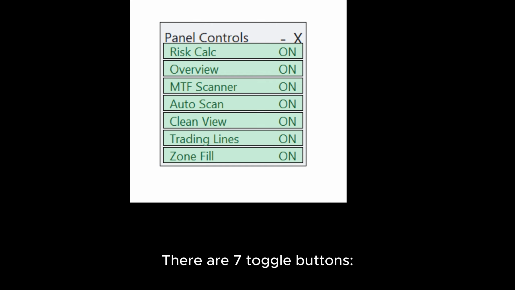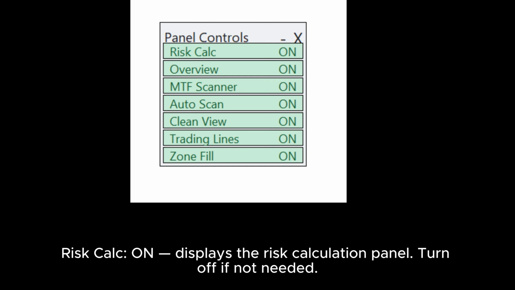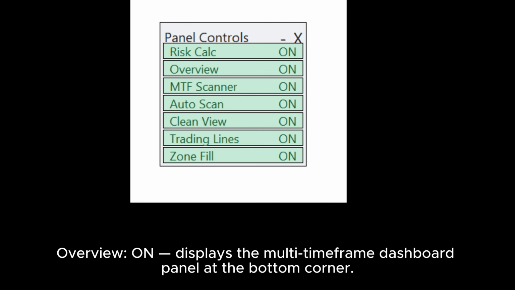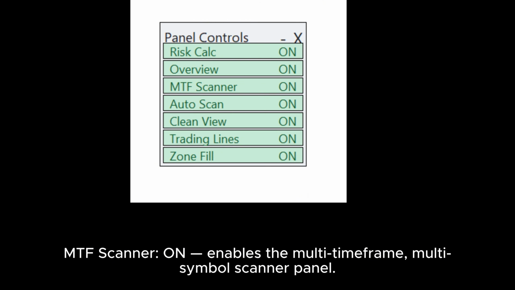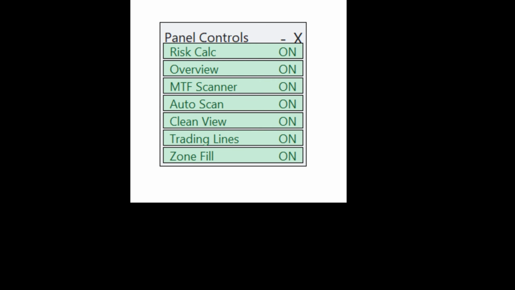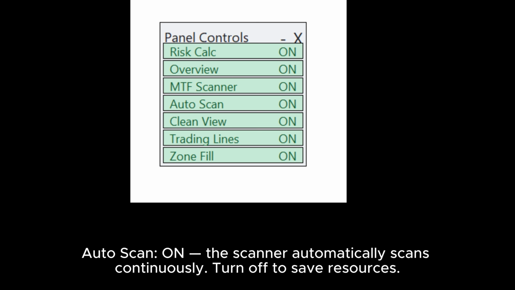There are 7 toggle buttons. Risk Calc, on displays the risk calculation panel. Turn off if not needed. Overview, on displays the multi-timeframe dashboard panel at the bottom corner. MTF Scanner, on enables the multi-timeframe multi-symbol scanner panel. Auto Scan, on, the scanner automatically scans continuously. Turn off to save resources.